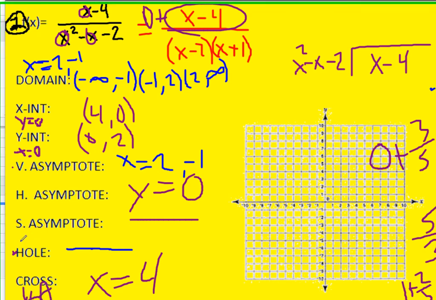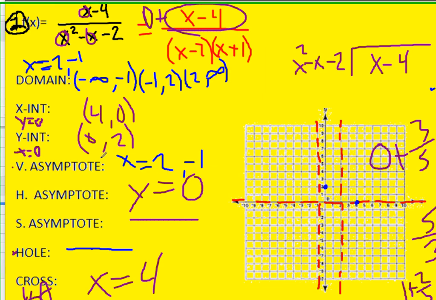So now if I try to graph all this, we have our vertical and horizontal asymptotes. We'll draw those first. Our horizontal asymptote is at 0, y equals 0. And your vertical asymptote is at both negative 1 and at positive 2. So we draw our dotted lines to represent that. Now we have to draw some points. We have an x-intercept at (4, 0). We have a y-intercept at (0, 2).